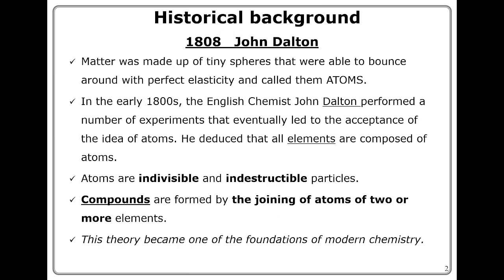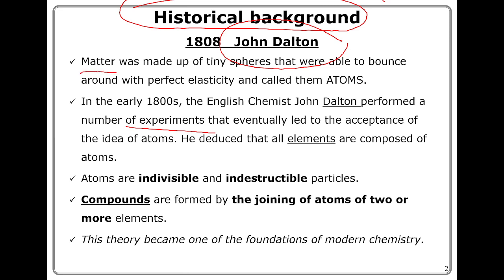Now, the first part of the atomic structure will be a bit historical. So we'll look at the historical background, and the first individual to propose or to carry out an experiment with regards to an atom was a man called John Dalton. That was in 1808. In his experiment, he came up with one thing.